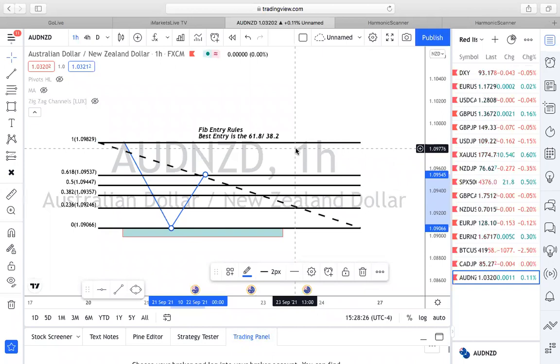So check this out. I usually go from wick to wick. I go from wick to wick when I use my fib.